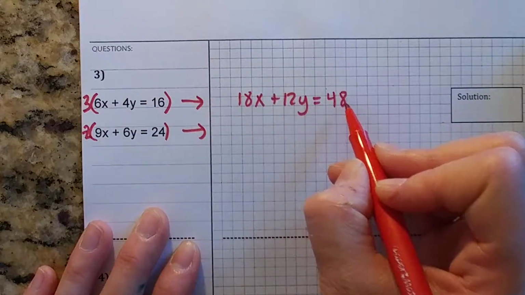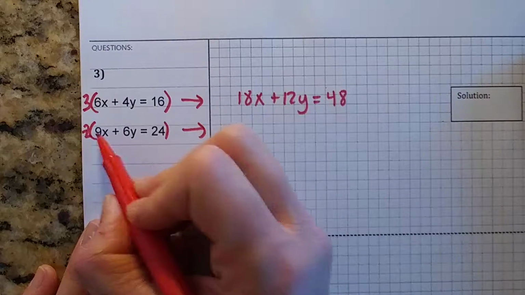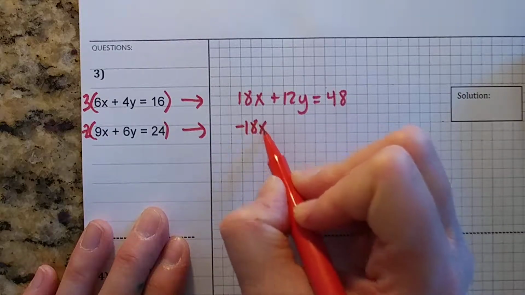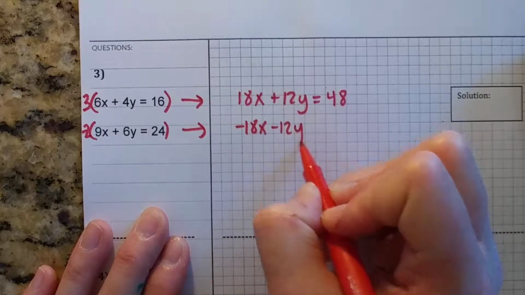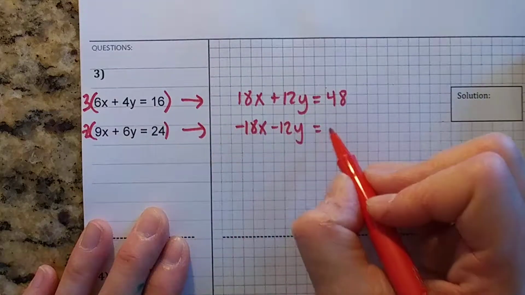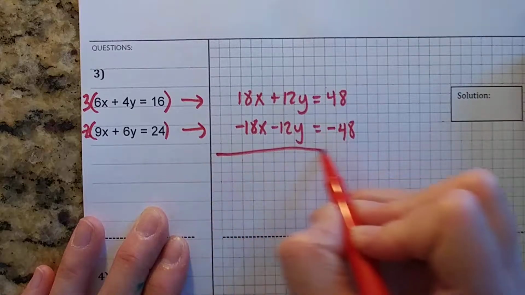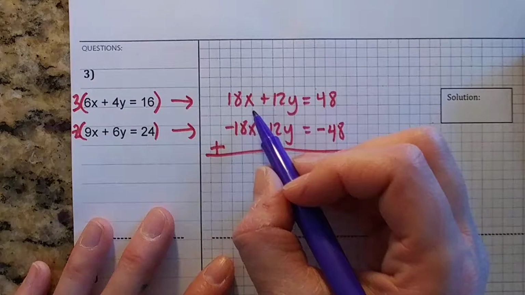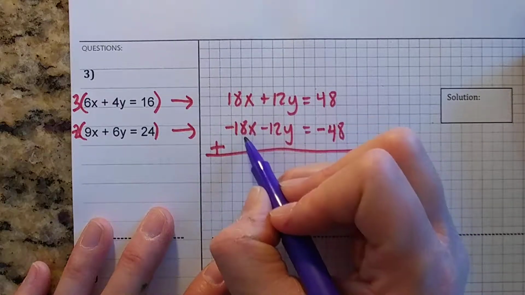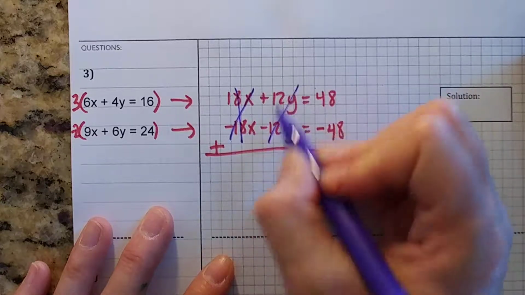Three times 16 is 48. I'll get my handy little calculator right here. Negative 2 times 9x, negative 2 times 6y, and negative 2 times 24. Great. Add them together. Oh, 18x minus 18x, that's 0. 12y, negative 12y, that's 0.